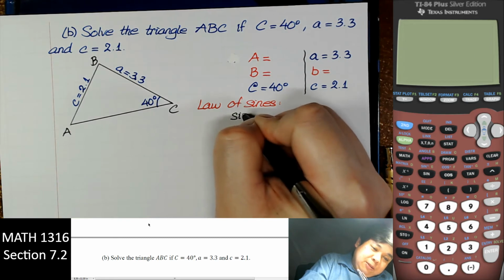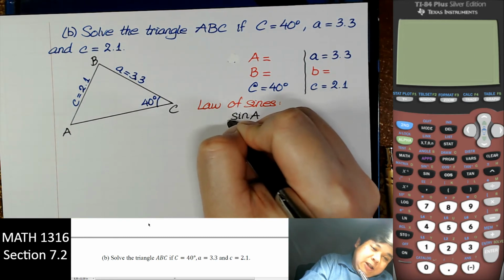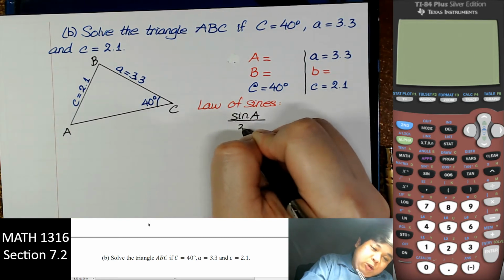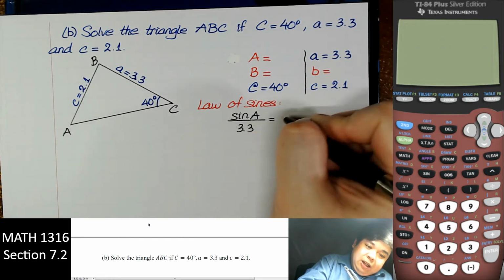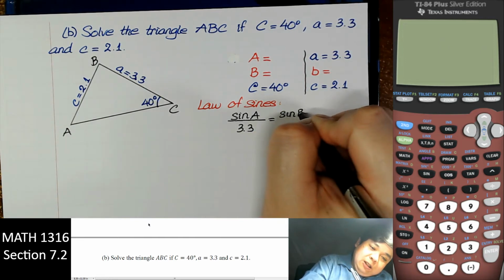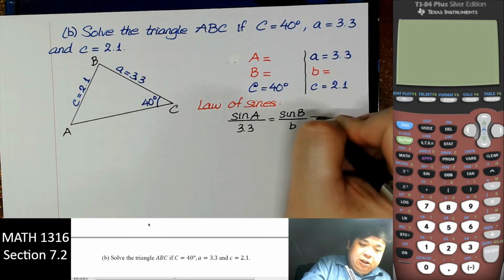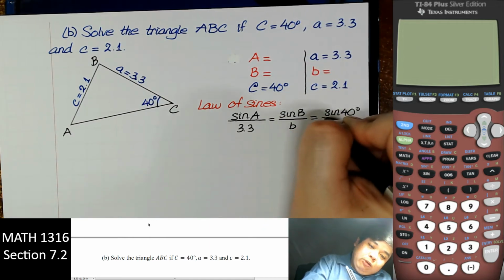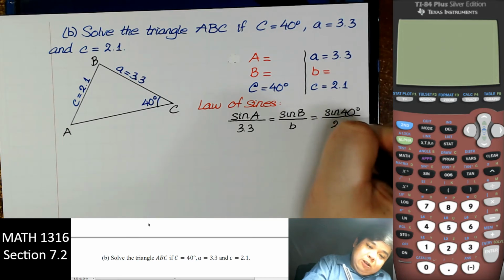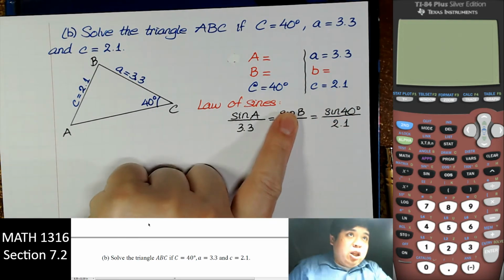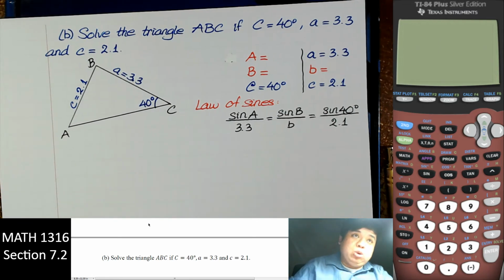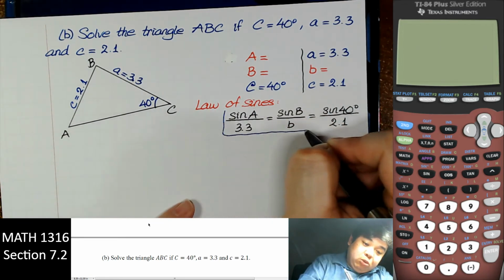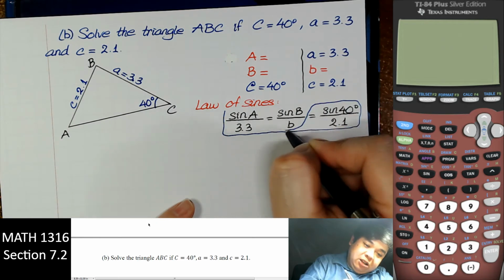Sine of angle A over 3.3 equals sine of B over little b, and sine of 40 over 2.1. The middle ratio is useless because we don't know either of them. So let's cross multiply using the first and the last ratio.